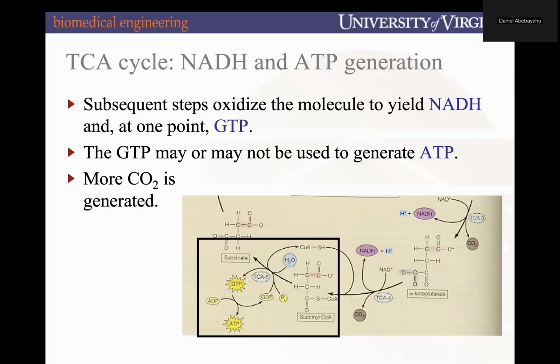And so we have two more carbon dioxide molecules that are also produced. So we had one carbon dioxide produced when we're generating acetyl-CoA, and two more down here during these steps to produce alpha-ketoglutarate and succinyl-CoA.